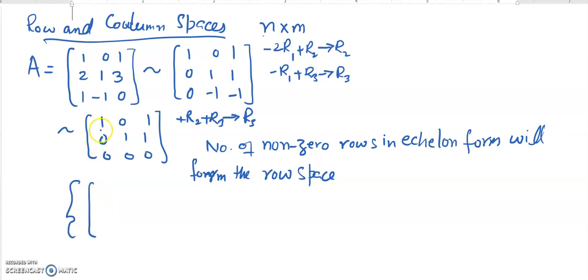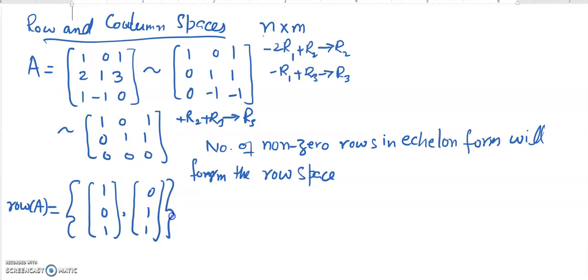So 1 0 1, instead of a row we will represent it as a column vector, and then 0 1 1. Okay, so this is the row space of A. We can represent it like this: row A means the row space of A is 1 0 1 and 0 1 1.